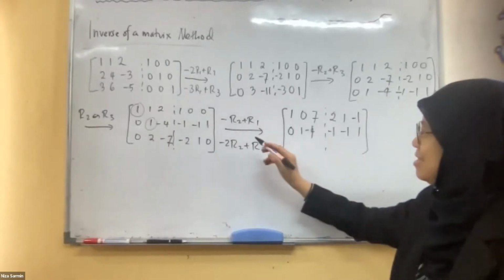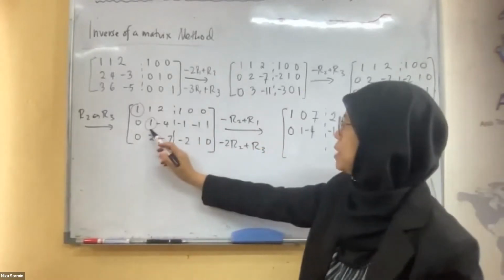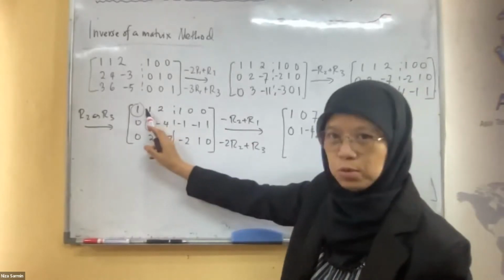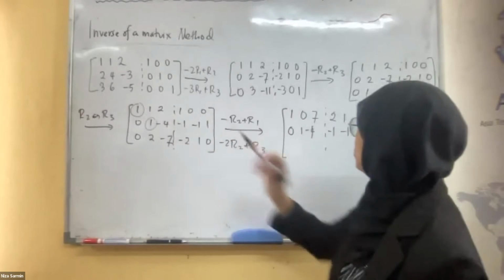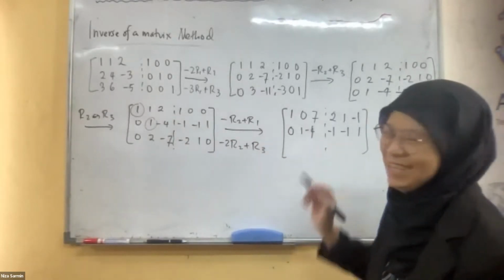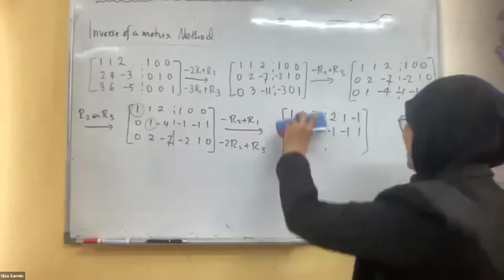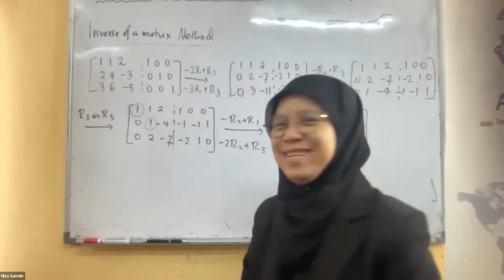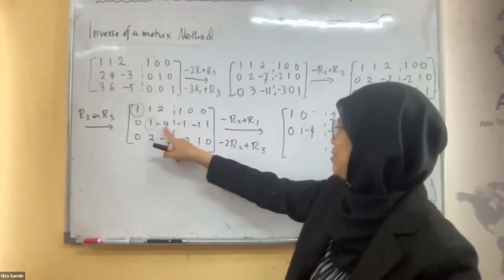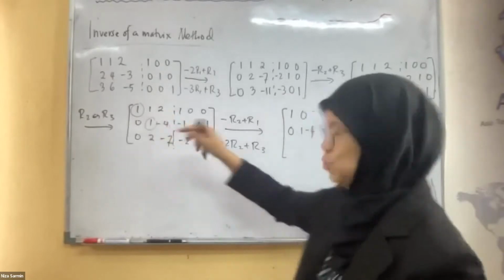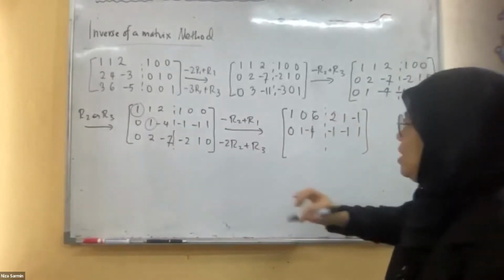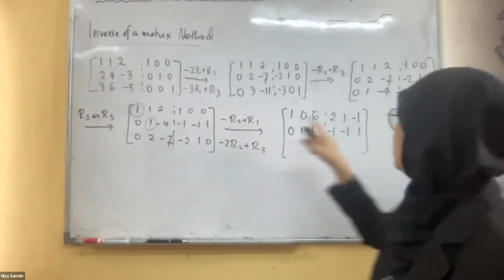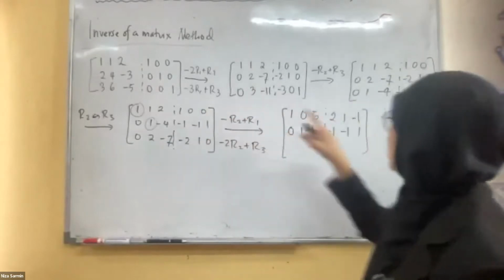One more time. Negative row 2 plus row 1. 0 plus 1. Negative 1 plus 1. 4 plus 2. You're confused with that. Negative row 2 plus this, so 4 plus 2 is 6. Okay, 1 plus 1, 2, 1, 1, negative 1 plus 0.